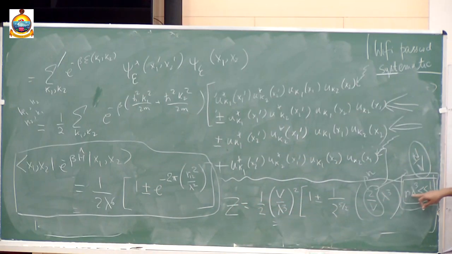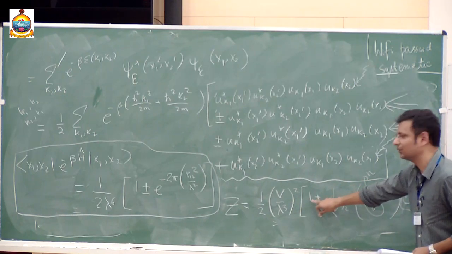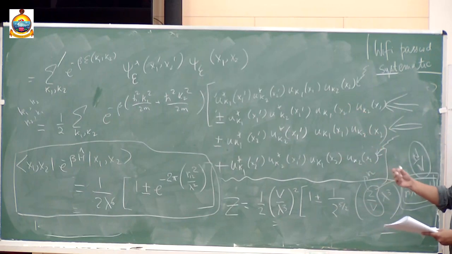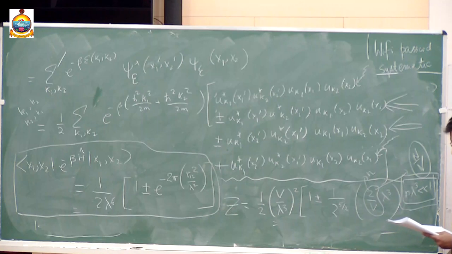Good. So of course, when this number is not small, this factor is a significant correction over 1. And so this quantum problem of two particles is completely distinct from a classical problem of two particles, right?